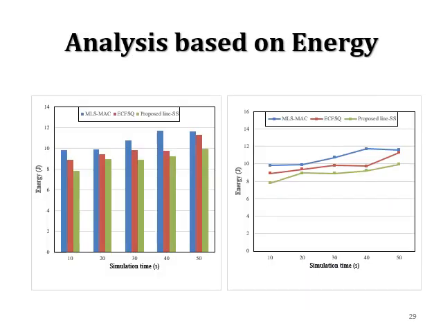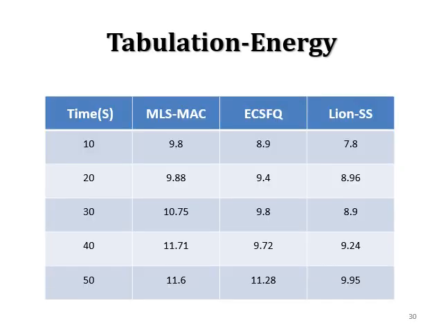An analysis based on energy. The energy used in the proposed system is very low when compared to the other two systems. It is calculated in joules for 50 seconds. For 50 seconds, the energy used by line SS is 9.95 joules, whereas MLS is 11.6 and ECSFQ is 11.28. From this we conclude that the energy used in the proposed system is low.